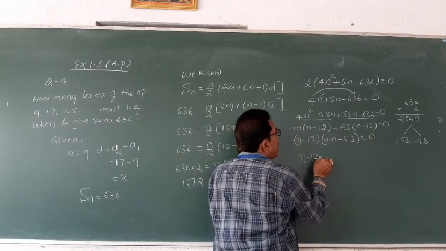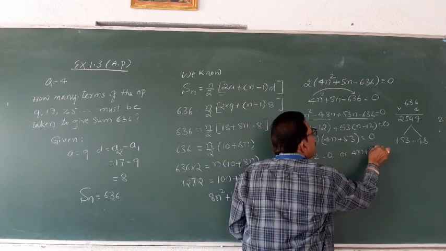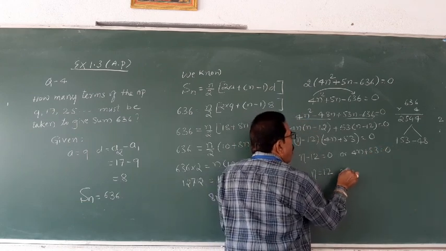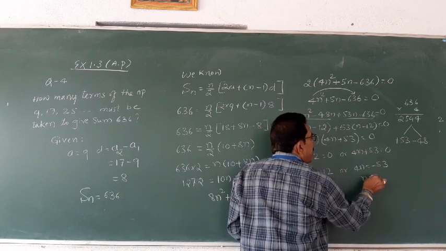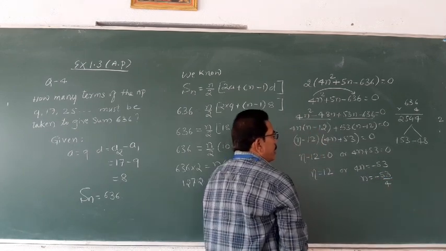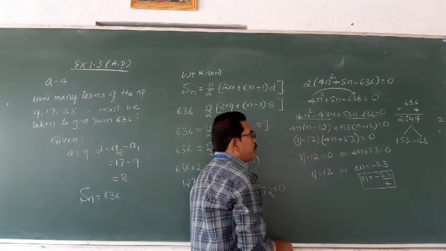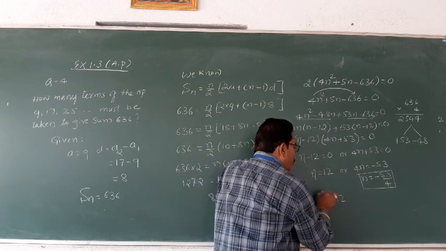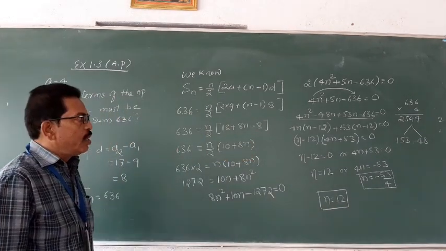Therefore, n minus 12 equals 0 or 4n plus 53 equals 0. n equals 12 or 4n equals minus 53, so n equals minus 53 divided by 4. When n is a fraction or negative, we never consider it as the value of n. So n is a whole number, n equals 12. The required number of terms is n equals 12.